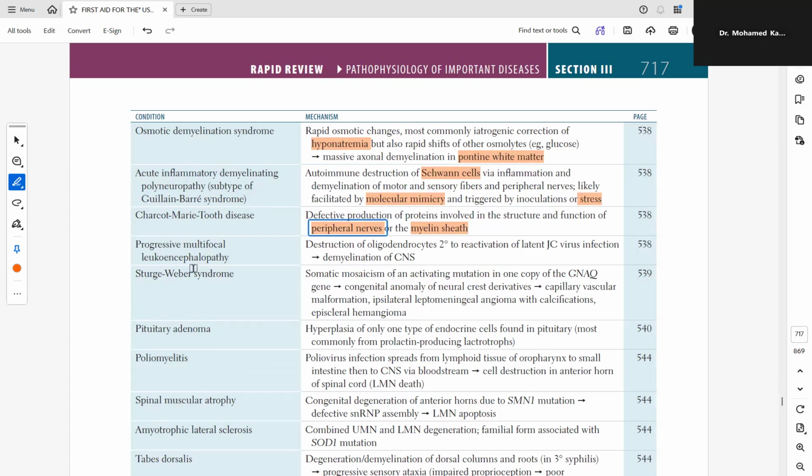Progressive multifocal leukoencephalopathy. It is a destruction of oligodendrocytes. Oligodendrocytes are similar to Schwann cells, but Schwann cells are responsible for formation of the myelin sheath in the peripheral nerves. Oligodendrocytes are responsible for formation of the myelin sheath, but in the central nervous system. It is secondary to reactivation of latent JC virus infection, leading to demyelination of the central nervous system.